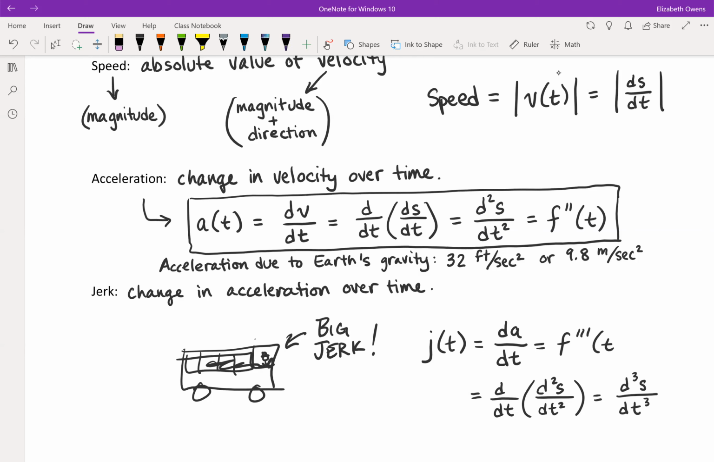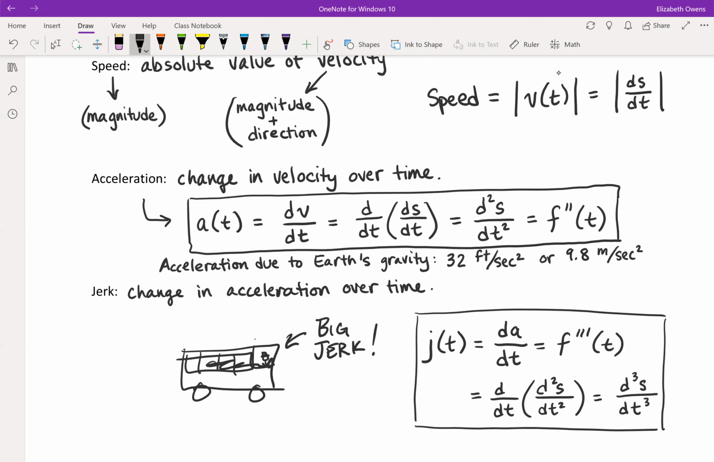You could also write this as the second derivative of velocity. We don't tend to do that too much. I think these would be the main notations you would tend to use here. So that is the jerk. And those are our quantities for objects in motion.